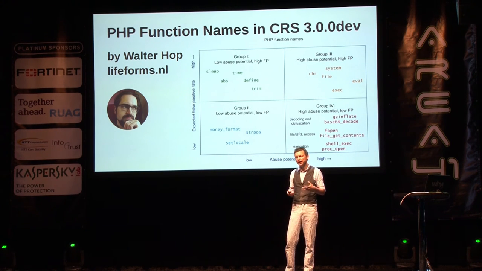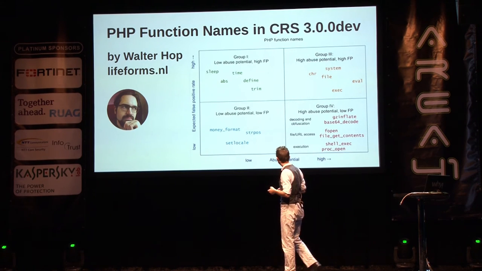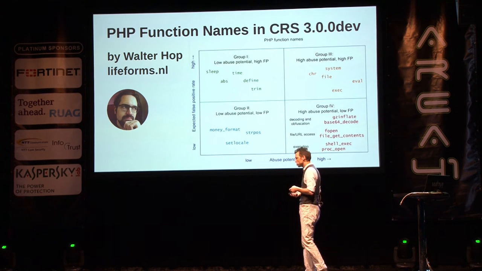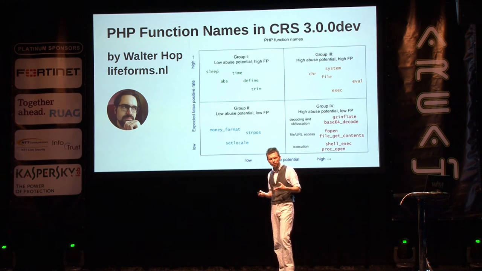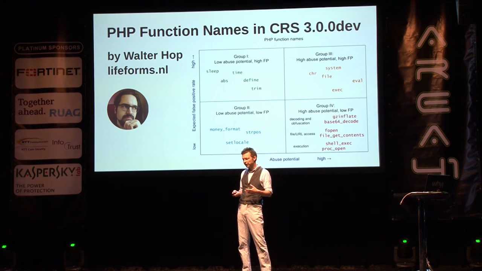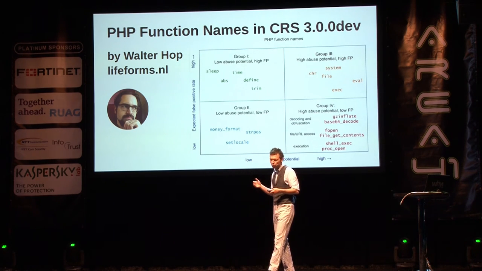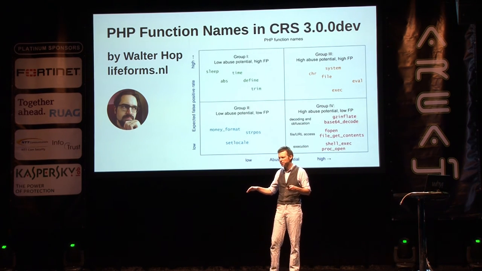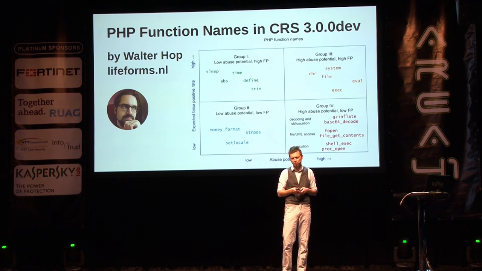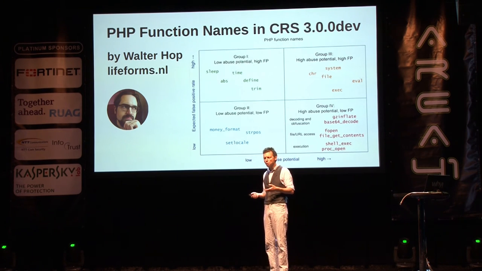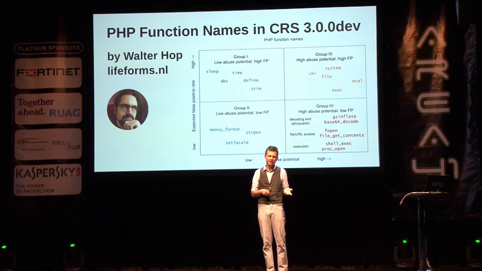These are the functions which are really used in attacks. In the lower right corner, you see group number 4, that's base64_decode or shell_exec. That's really exploit stuff now. If you see this in incoming traffic, it's very likely something bad is going on. And this is a large group of requests, and what you want to do is run a fast algorithm against the list of these PHP function names, and you don't have to care so much about false positives because nobody writes proc_open in an email unless he is a PHP coder.